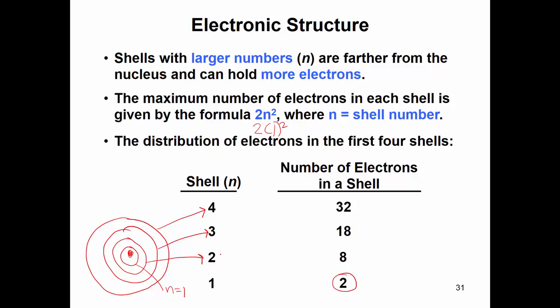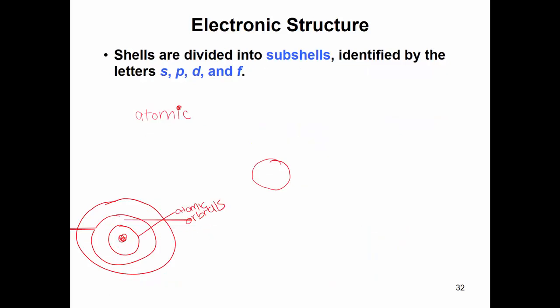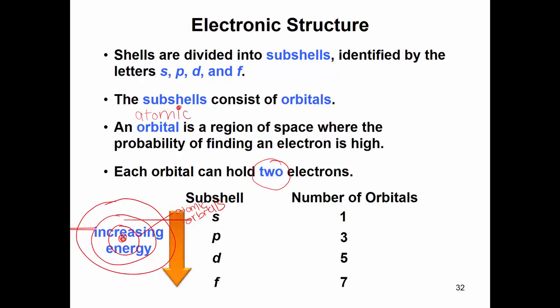Okay, so now if we look at the second energy level, we're going to see that it can hold 8 electrons. So it's going to have more subshells or more atomic orbitals. Okay, so let's go back to what we were looking at.